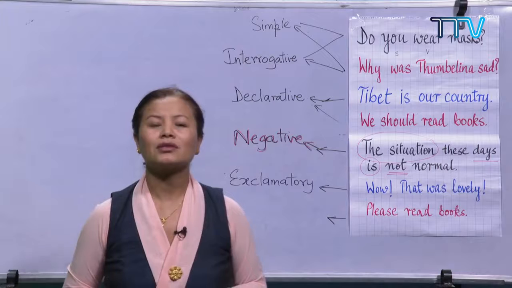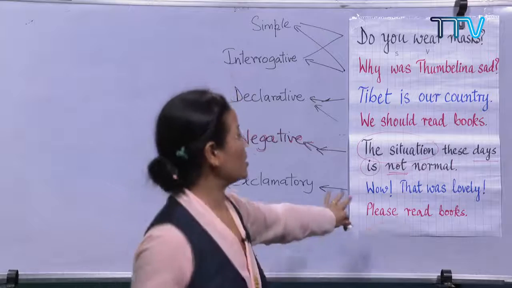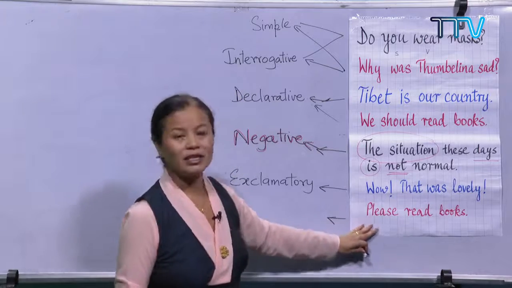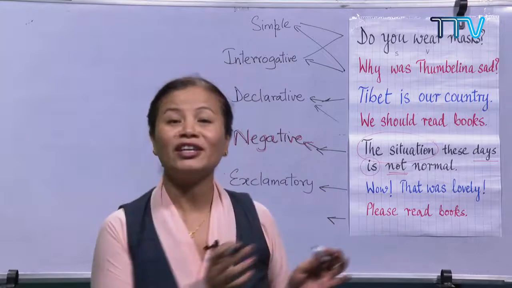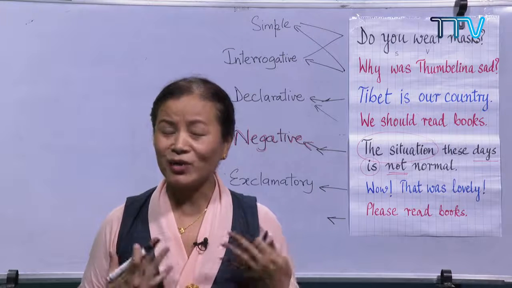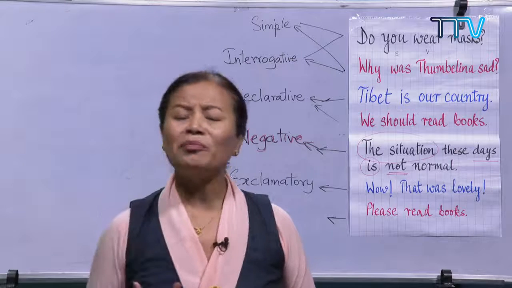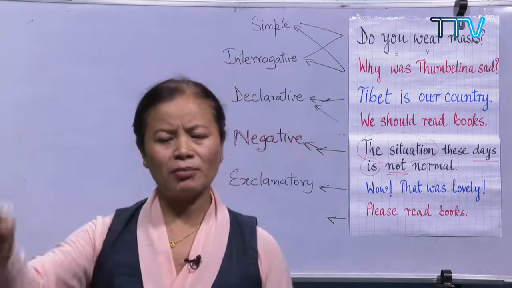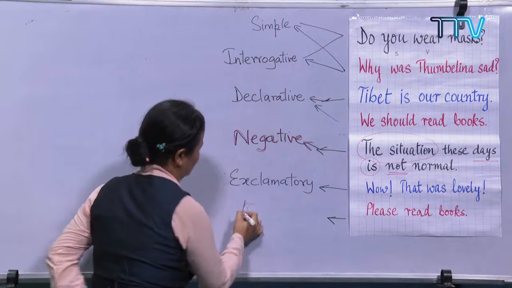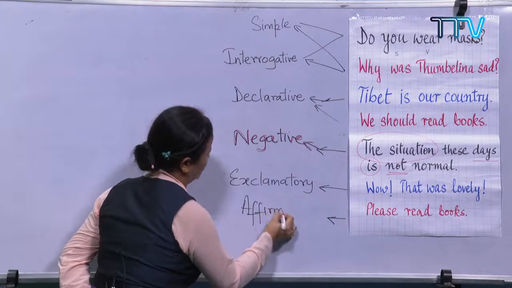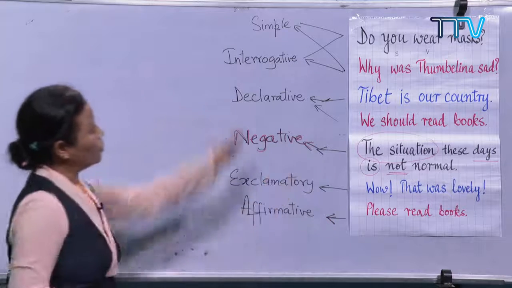Please read books. What do you think this is? What type of sentence is this? Not on the structure. The structure, it's very easy. You can see this is a simple sentence. Based on the function, like how this sentence is functioning. Please read books. Am I making a request? Yes? Please help me. Okay? Sit down. You are just commanding, giving orders. So command, request, all these are affirmative sentences.